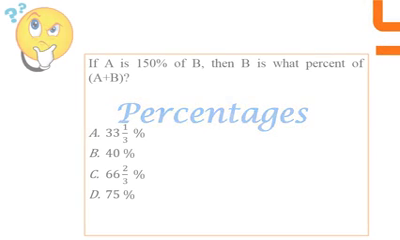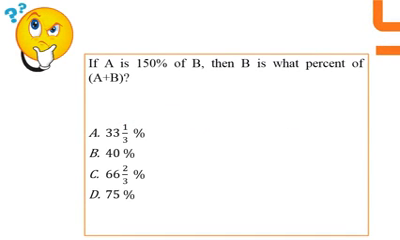This is a simple question. If A is 150% of B, then B is what percent of A plus B? I repeat, A is 150% of B, then find B is what percentage of A plus B. Okay, the options are 33 and 1 by 3%, 40%, 66 and 2 by 3%, and 75%.